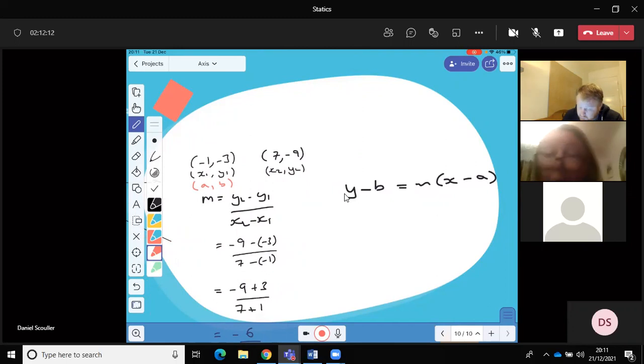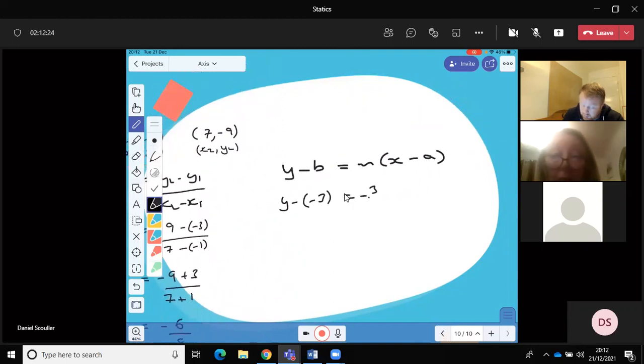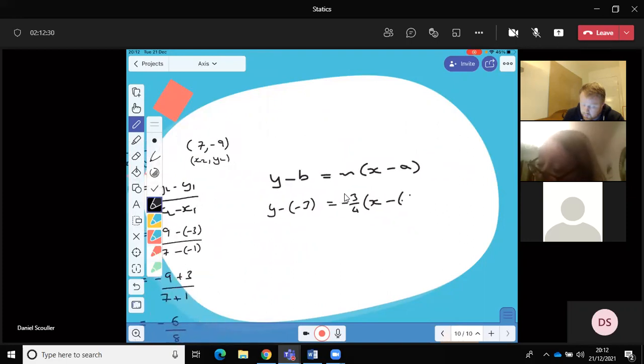Okay, so y minus -3, gradient was -3/4 minus -1. Lots of double negatives hanging about there, so let's tidy that up a wee bit. Okay, so just tidying up those double negatives. Okay, next thing we want to do is break that bracket.